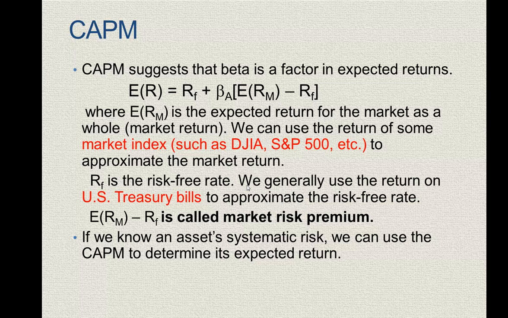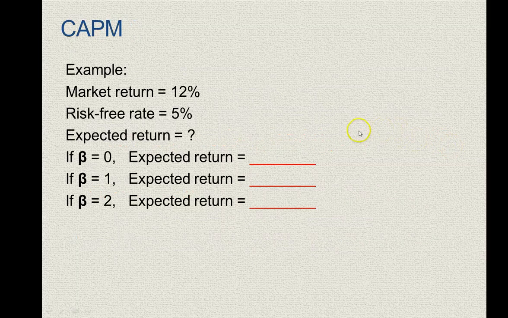Some questions may directly give you the market risk premium. So when you plug in the numbers into the CAPM model, you don't have to subtract the risk-free rate from that number again. But sometimes the setup may only provide you the market return. So then you need to subtract the risk-free rate from the market return and then plug in this formula to get the expected return on the individual asset. Okay, so let's talk about some examples.